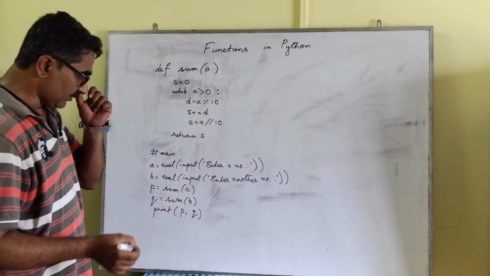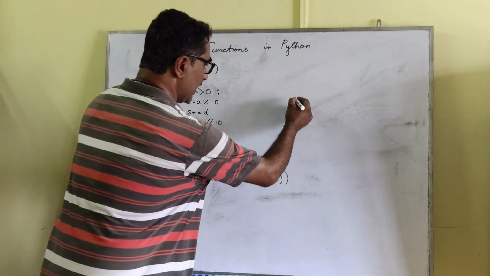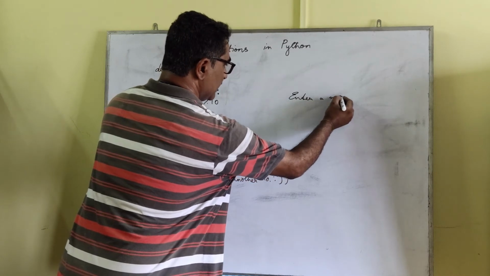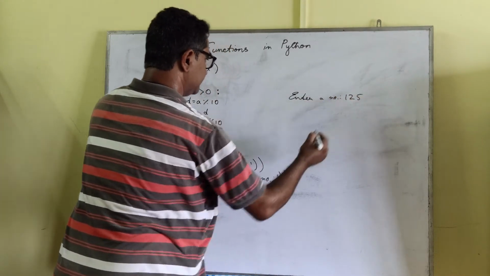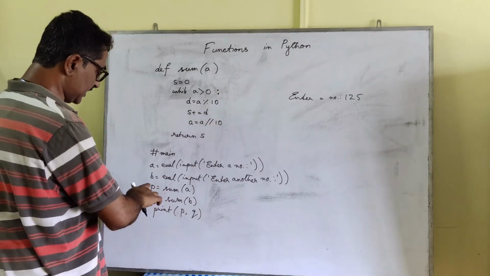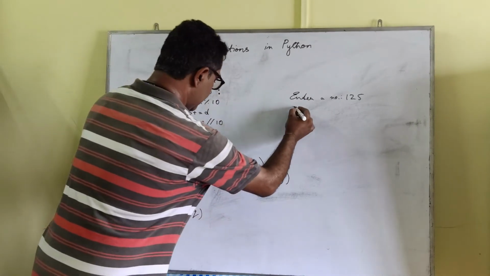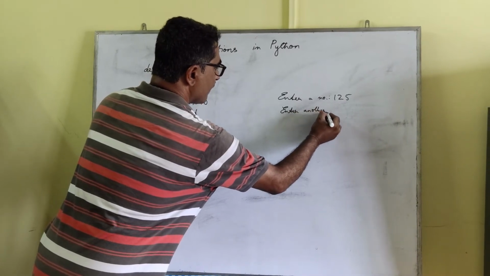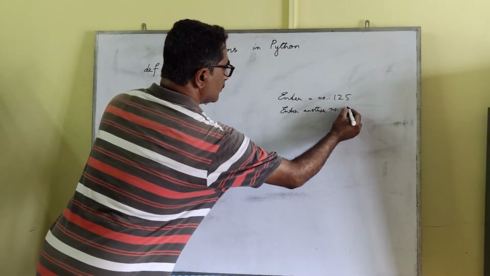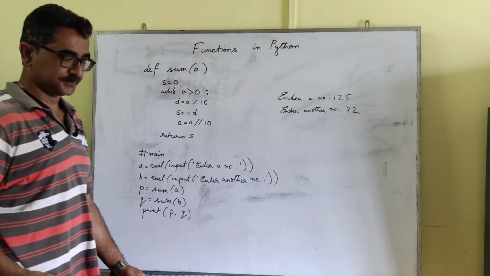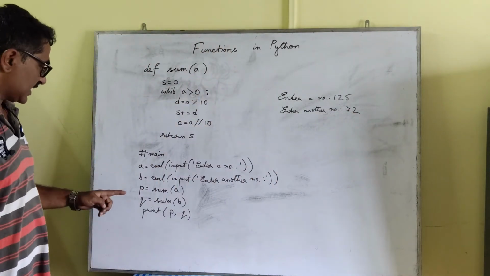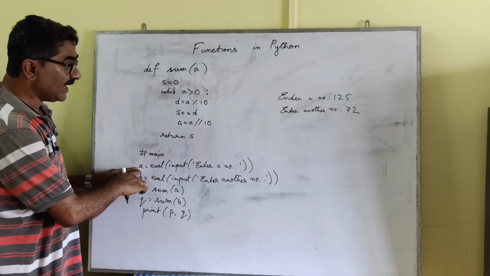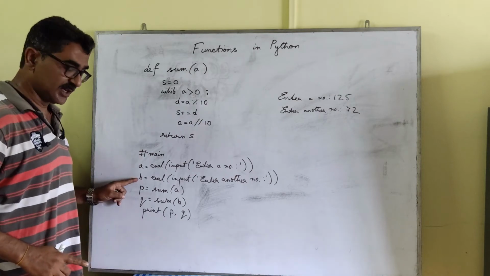So here when I execute it, what actually happens is it gives me a message, enter a number. Say I give 125, followed by the enter key. When I input the next number, enter another number. Suppose I input 72. Now see what is happening. The value 125 goes to the variable A and 72 gets inside the variable B.